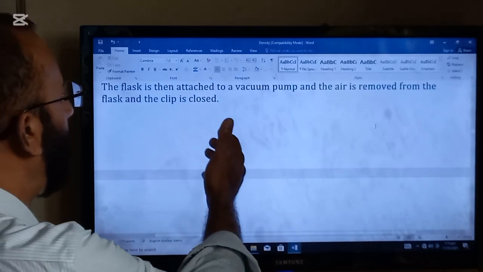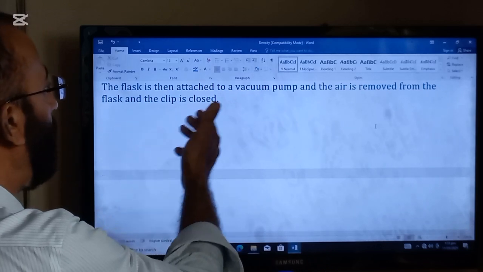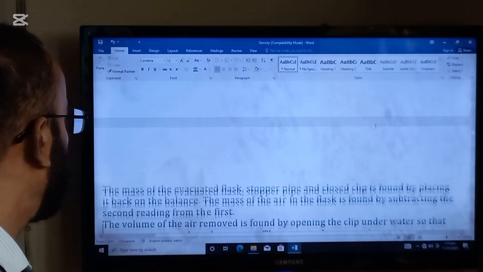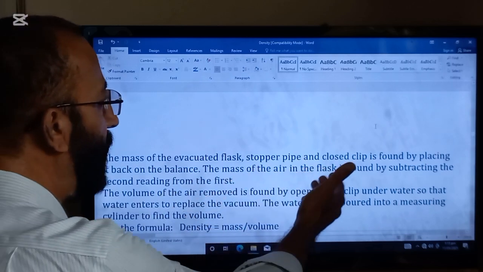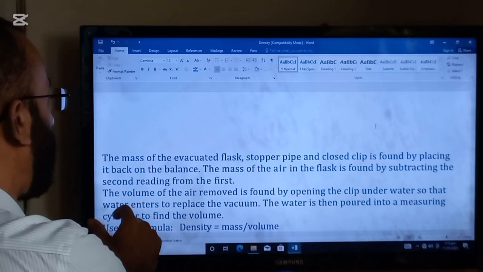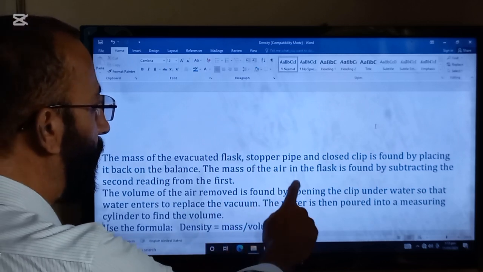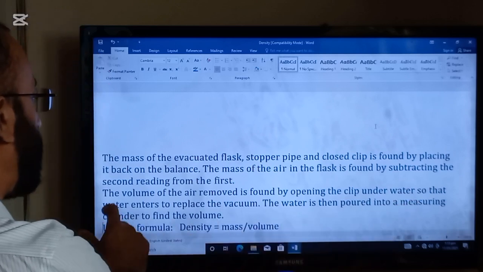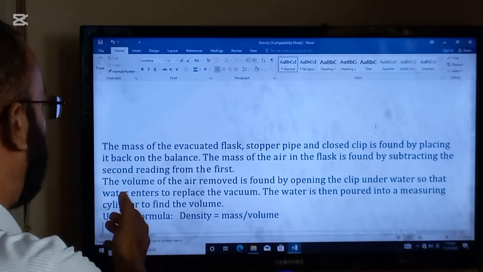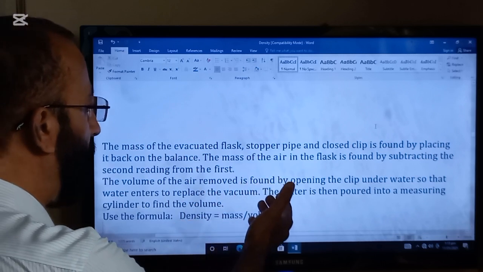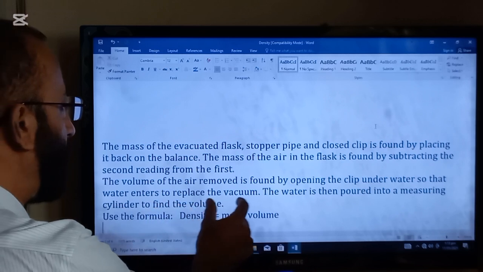The flask is then attached to a vacuum pump and the air is removed from the flask and the clip is closed. The mass of the evacuated flask, stopper, pipe and the closed clip is found by placing it back on the balance. The mass of the air in the flask is found by subtracting the second reading from the first one. The volume of the air removed is found by opening the clip under the water so that water enters to replace the vacuum.